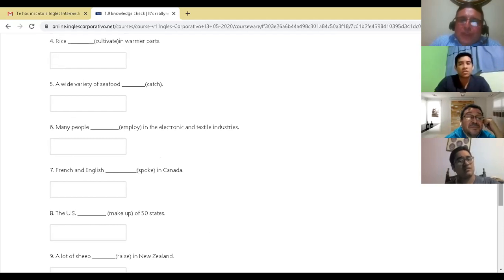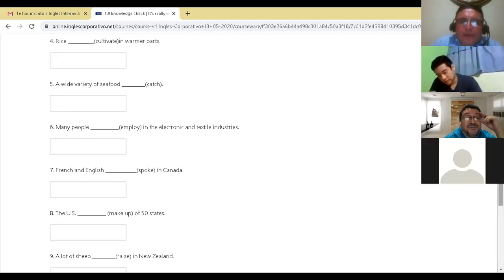What is the past form of catch? Caught. How do you spell caught? C-O-U-G-H-T. Good. So a wide variety of seafood is caught. If you go to El Puerto La Libertad and you start talking to the ones that live there, they will tell you, look, a wide variety of seafood is caught here.